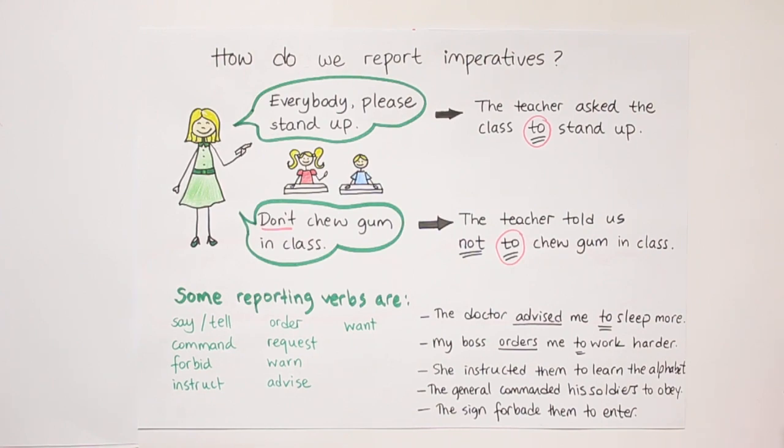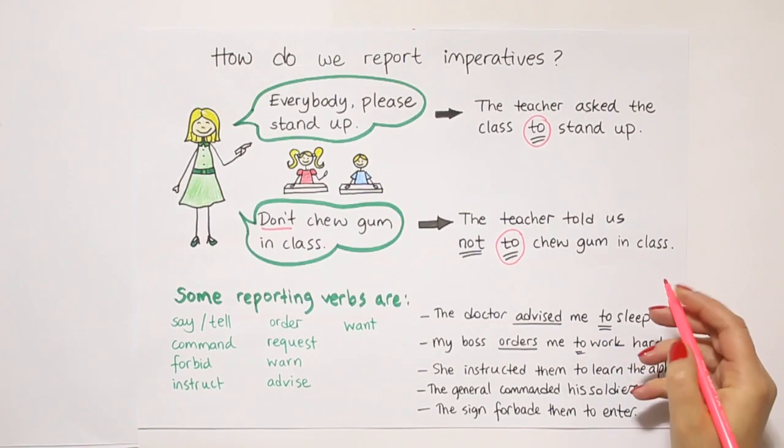In part 1, we concentrated on say and tell, as you may remember. Of course, these are not the only reporting verbs. We have some others, such as command, forbid, instruct, order, request, warn, advise, want. If you don't know some of these words, you can look them up. The doctor advised me to sleep more. Be careful.